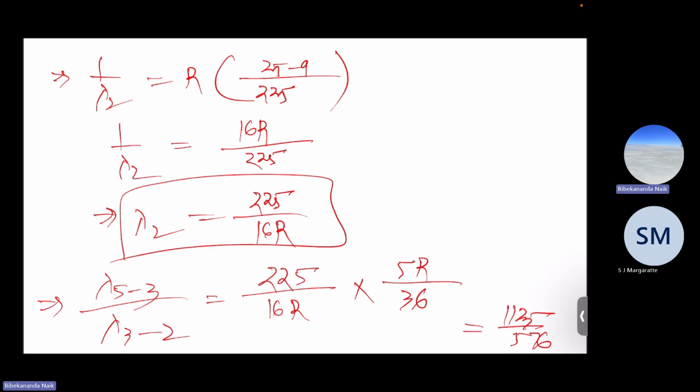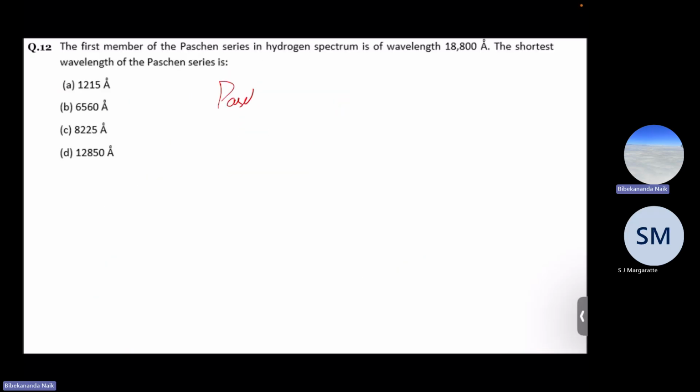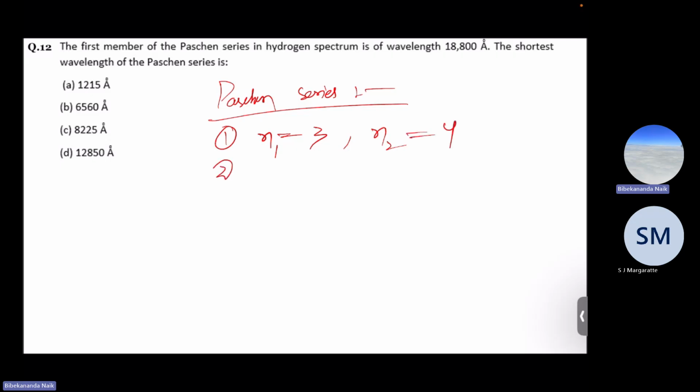Now what is the value of n for first member of Paschen series? So for Lyman, n1 is equal to 1, Balmer 2, and Paschen 3. So n1 equal to 3, and n2 is 4. This is for first member. Then for second member, n1 equal to 3, n2 equal to 5, like that.